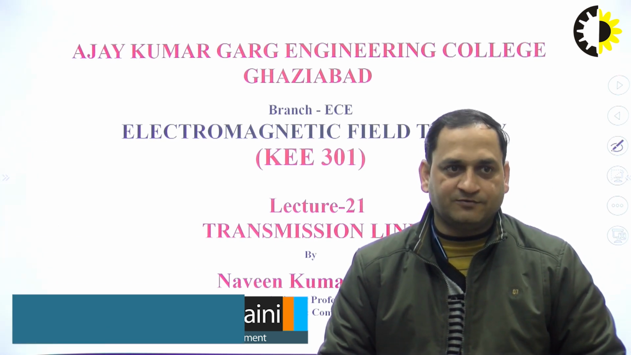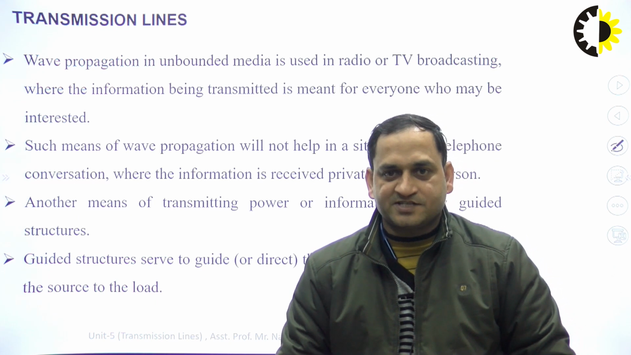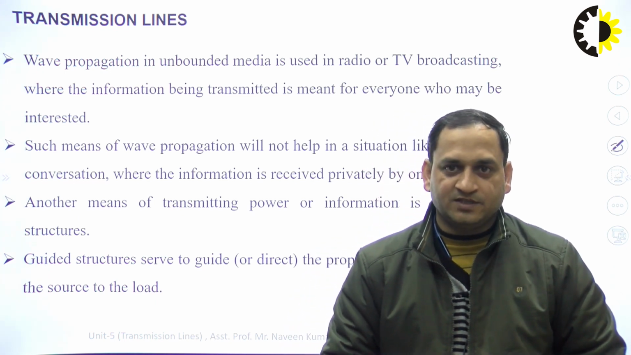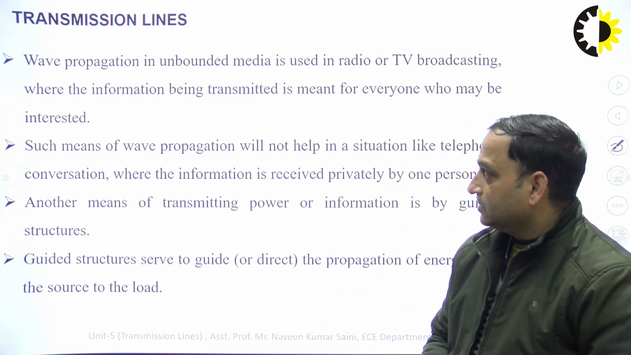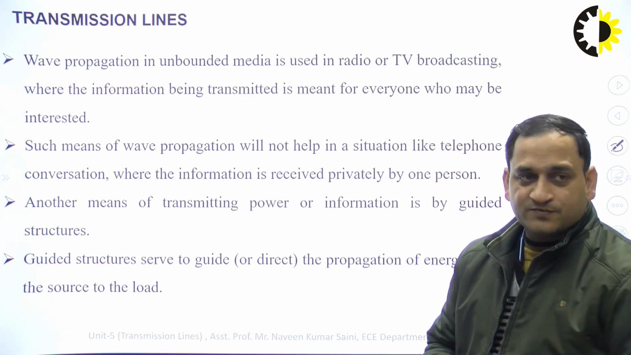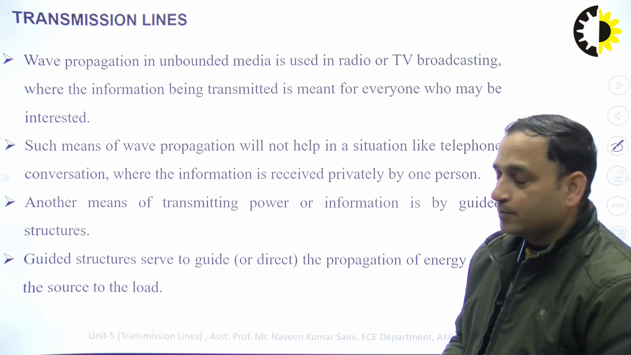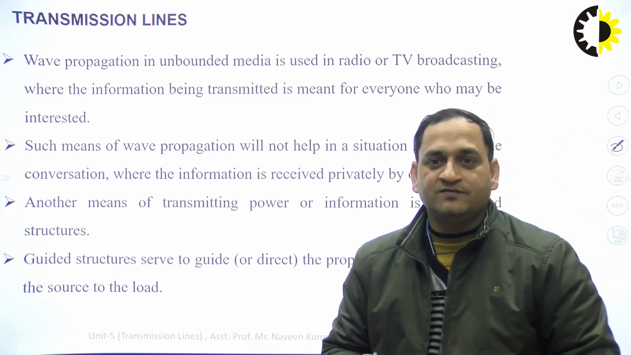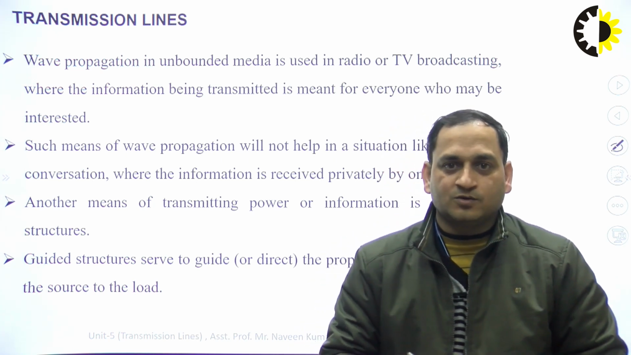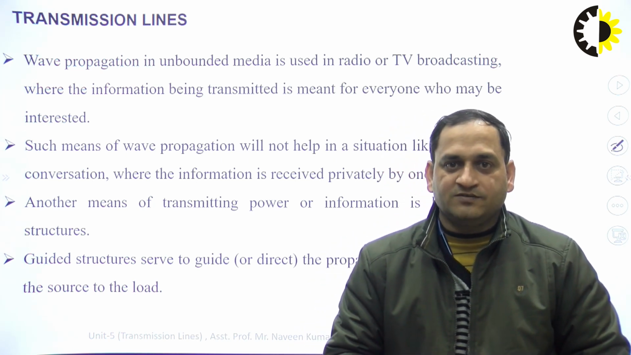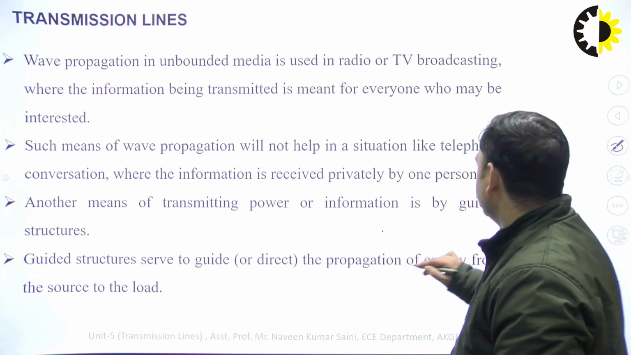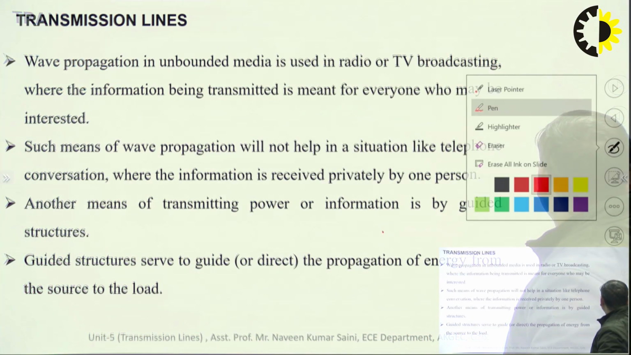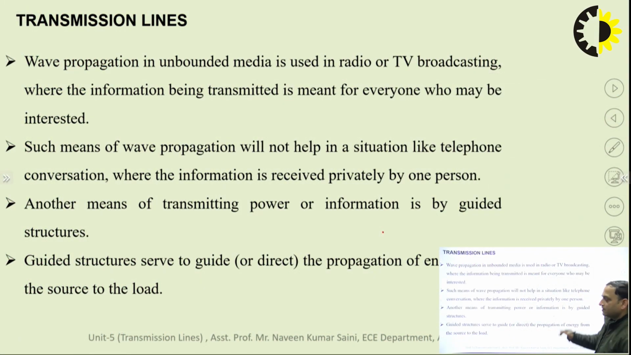Today we are going to start transmission line in Unit 5. So, what exactly is a transmission line and how is it related to electromagnetic field theory? A transmission line is about wave propagation. In unbounded media, which we have already gone through, such as radio and TV broadcasting, the information is transmitted everywhere, and whoever may be interested can receive it.